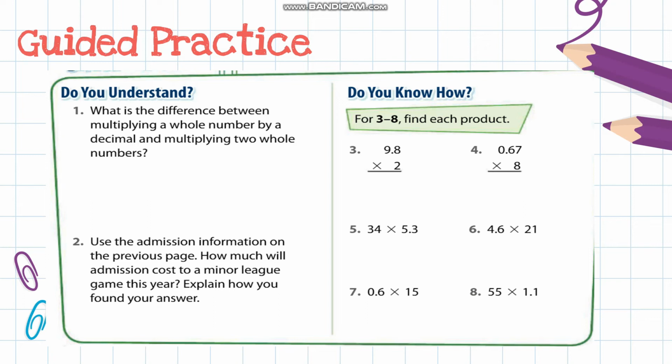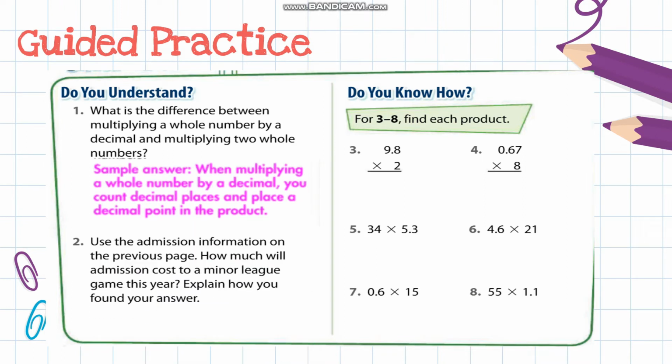Now, what is the difference between multiplying a whole number by a decimal and multiplying two whole numbers? When multiplying a whole number by a decimal, you count decimal places and place a decimal point in the product. Question number 2. Use the admission information on the previous page. How much will admission cost to a minor league game this year? Explain how you would find the answer. So it should be $30.42. Why? Because $26 plus $4.42 is equivalent to $30.42.